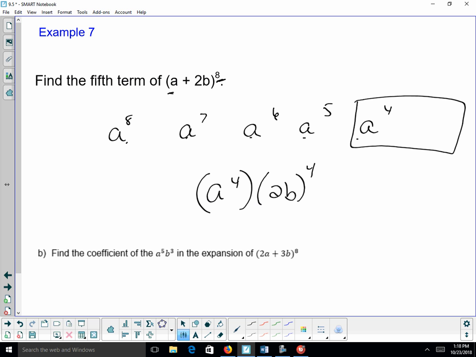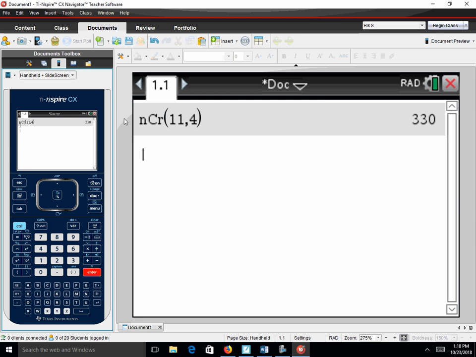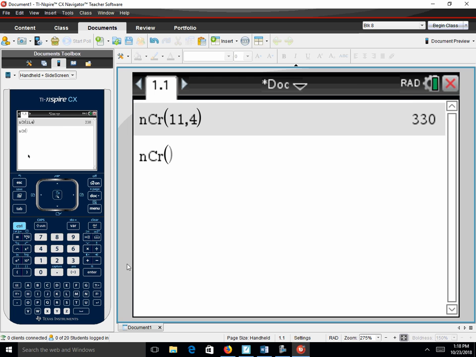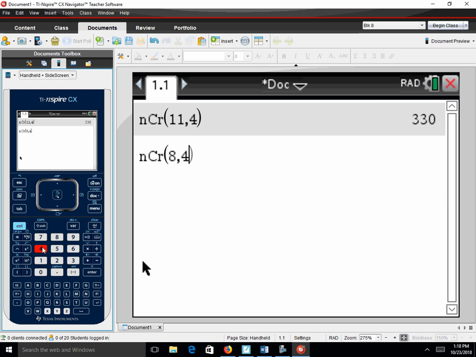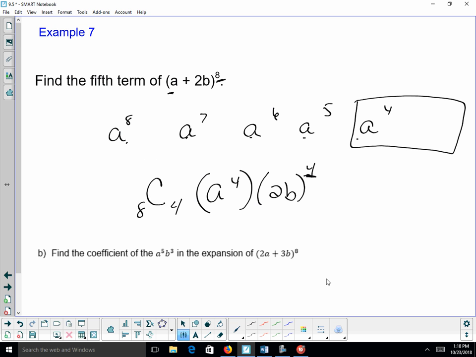To find the coefficient that goes in front, I'm going to do a combination of 8. I'm going to choose, and it's always the second variable, which is 4. So on my calculator, I'm going to do 8 choose 4. Menu, probability, combination, 8 choose 4, or I could have written the first 8 rows of Pascal's triangle, and I get 70. So this is going to be 70, a to the 4th, that's not going to change. 2 to the 4th: 2, 4, 8, 16. That's 16b to the 4th.